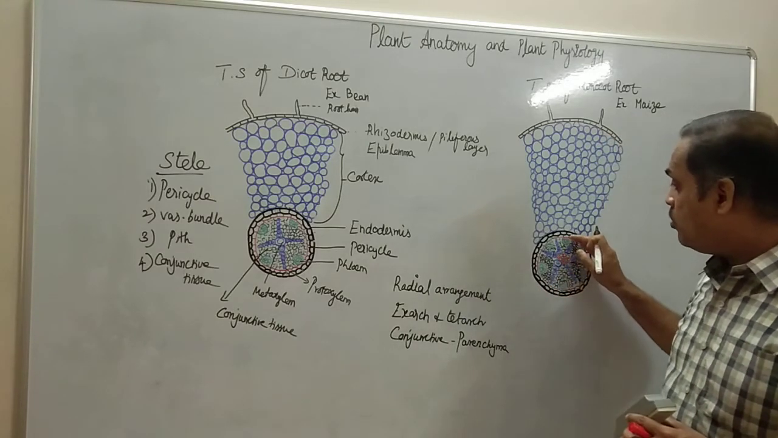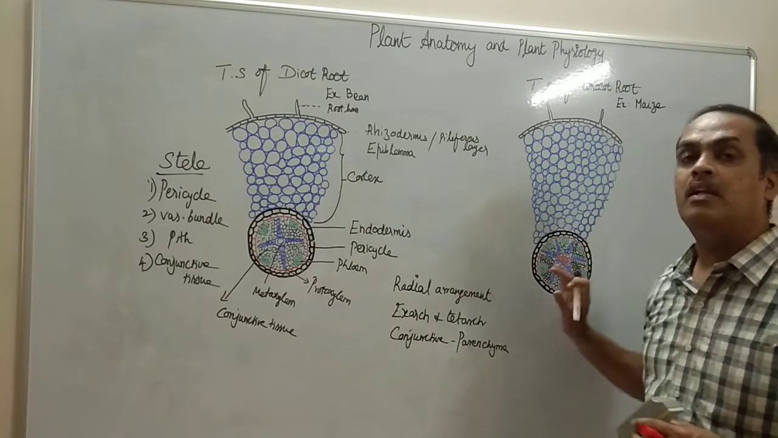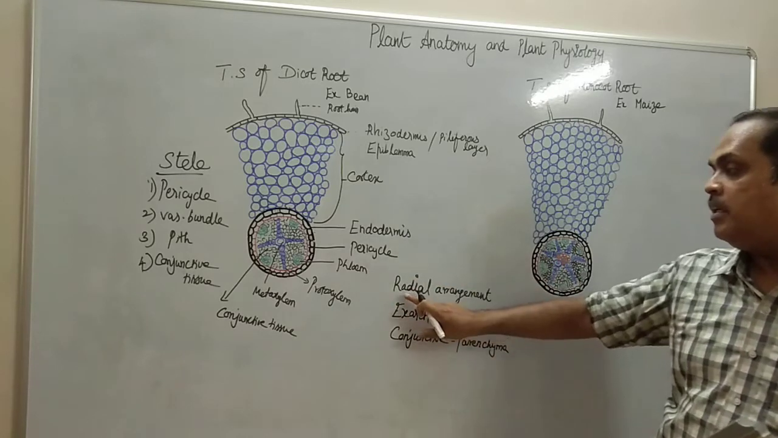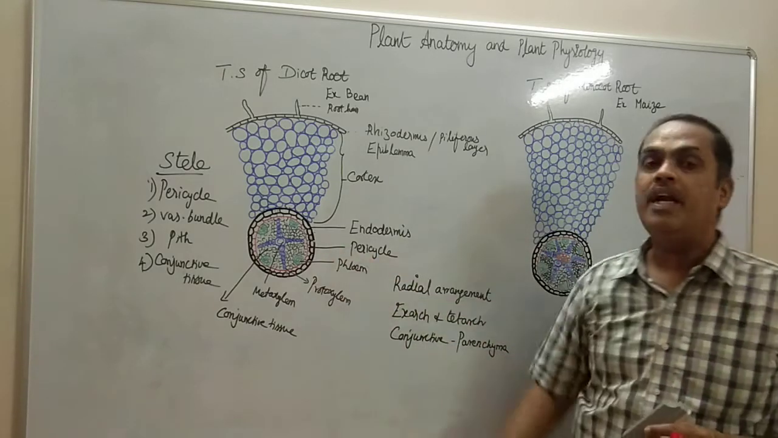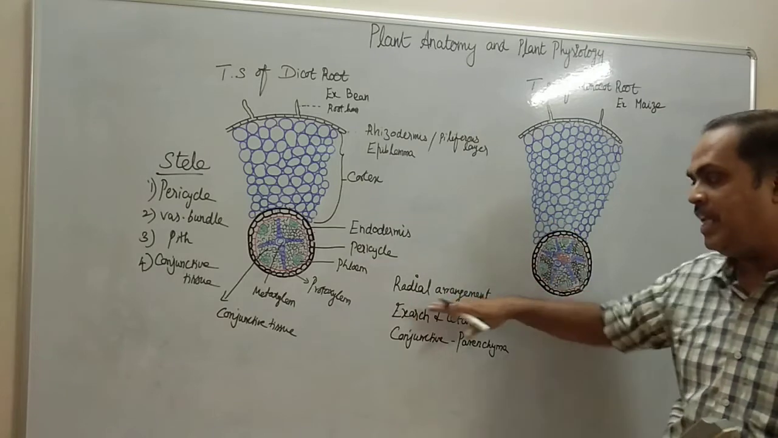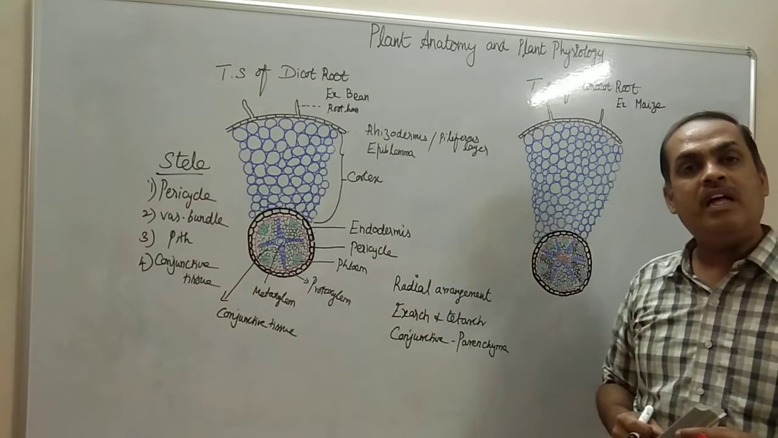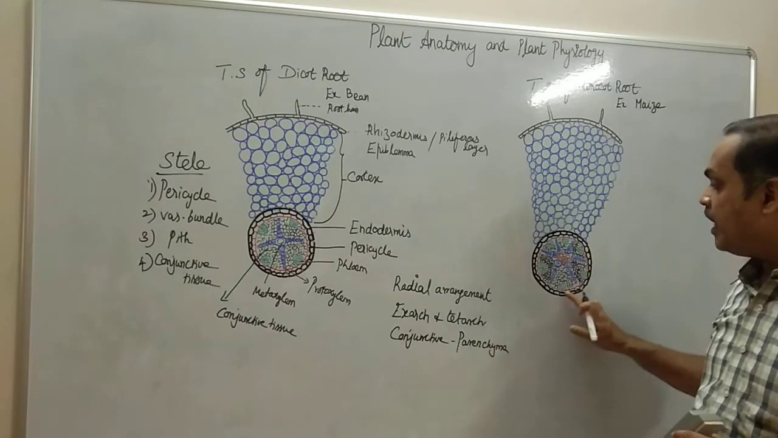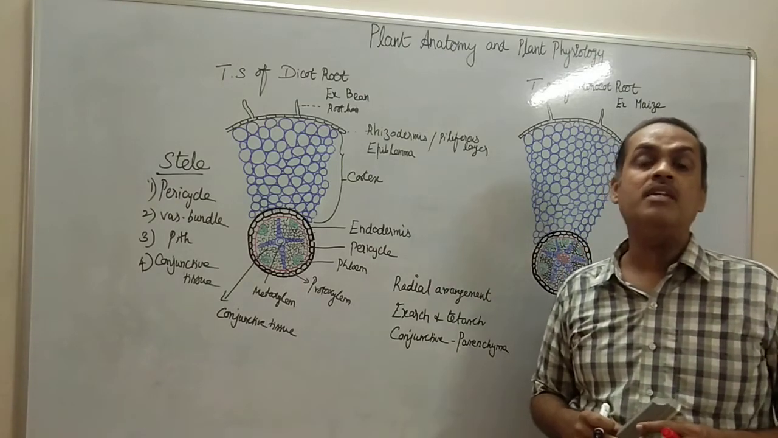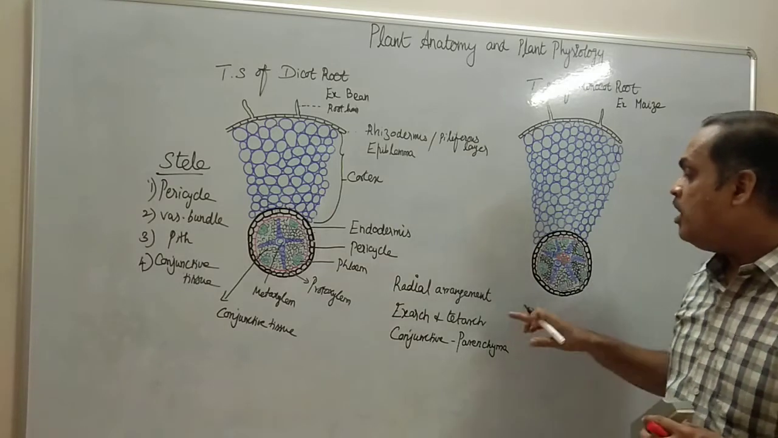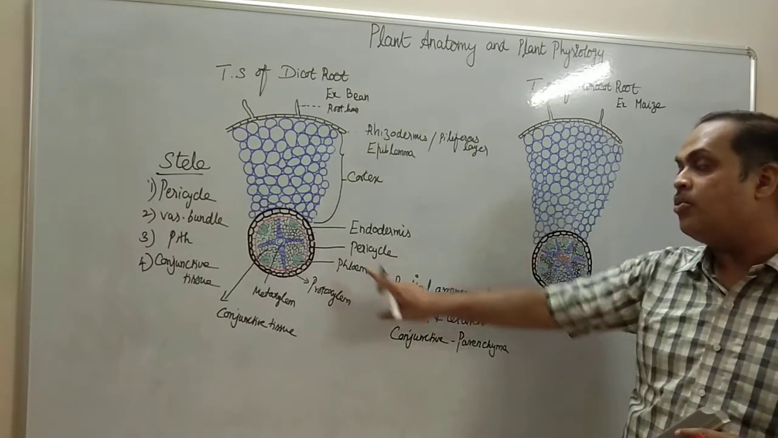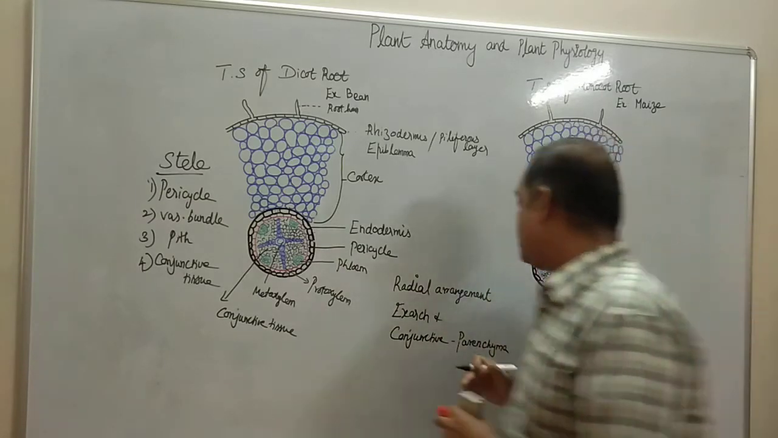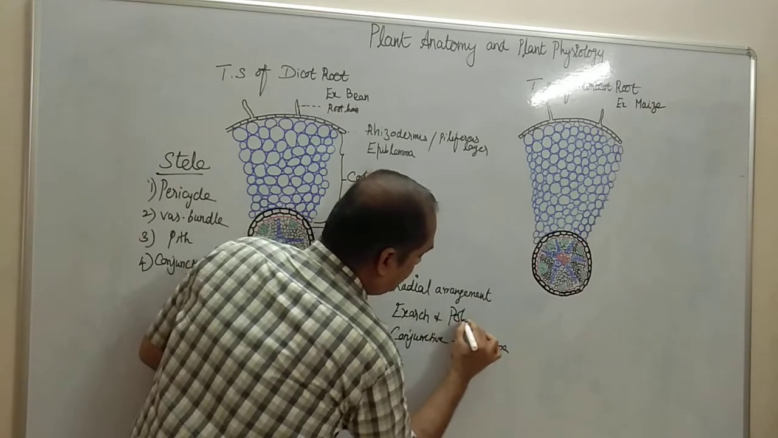Now inner to the pericycle we have the vascular bundle. So here the difference starts. We have studied that the vascular bundle is radial in arrangement in dicot root. In monocot root also it is the same, radial arrangement. What is the meaning of radial arrangement? When the xylem and phloem are arranged on alternate radii, then it is called radial arrangement. Now here we studied exarch and tetrarch in dicot root. Here also the same, but instead of tetrarch we have to write polyarch condition.